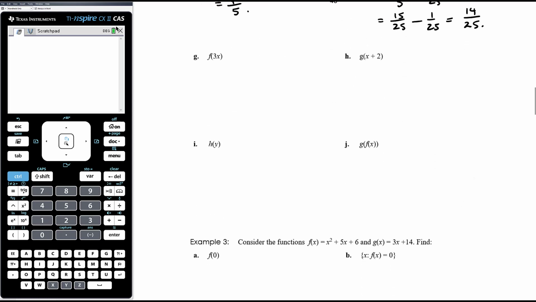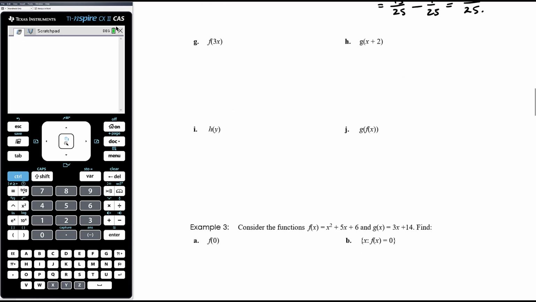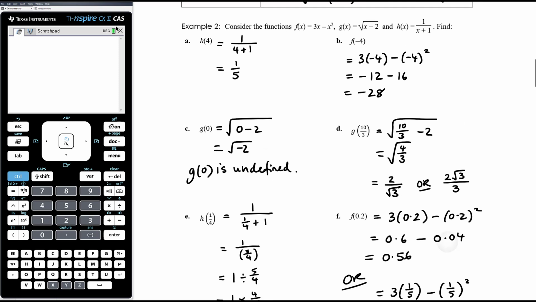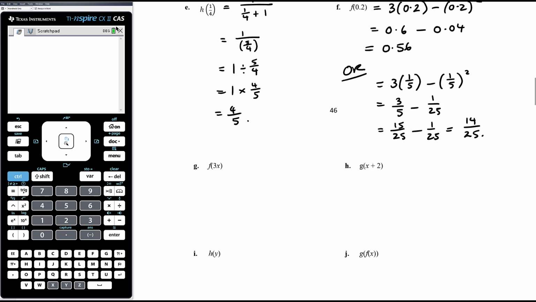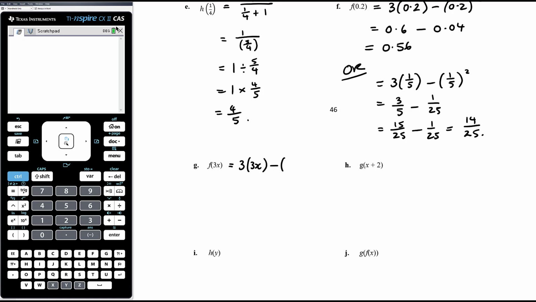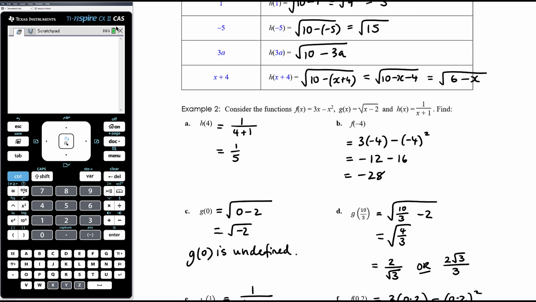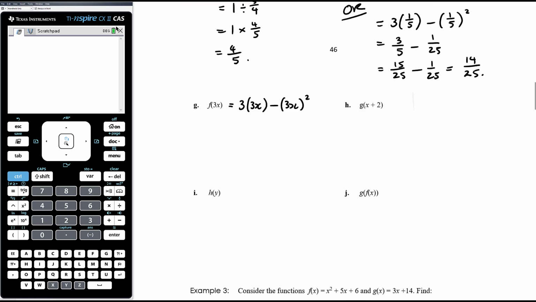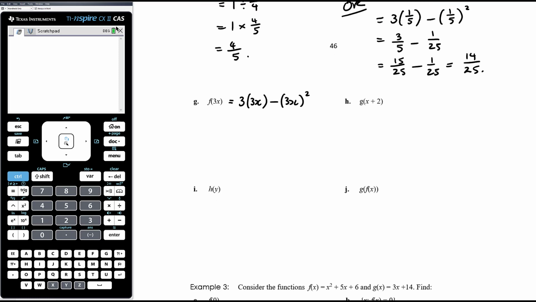Alright, G. F of 3x, so f of x is 3x minus x squared. F of 3x will be 3 times 3x minus 3x squared. Okay, so all we're doing is wherever there is an x in the function, it gets replaced with 3x. Okay, the input x becomes 3x. So this is 9x minus 9x squared. There's nothing more we can do to simplify that.